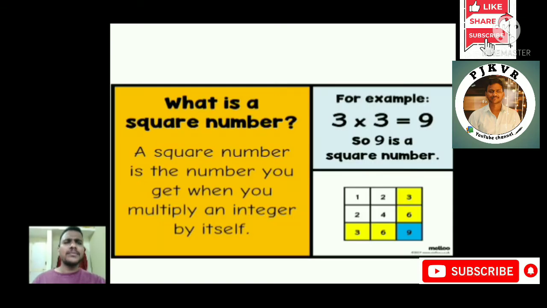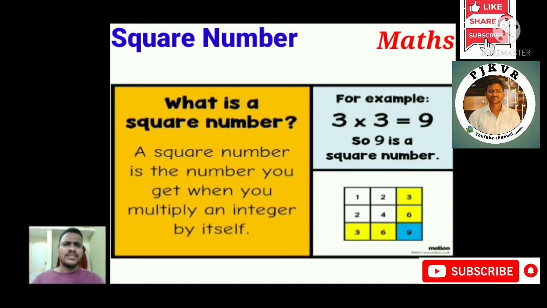Now going to the topic. What is a square number? The square number is the number you get when you multiply an integer by itself. Take the example: 3 into 3 is equal to 9, so 9 is the square number of 3. Take another example: 4 into 4 is equal to 16. 16 is a square number of 4.